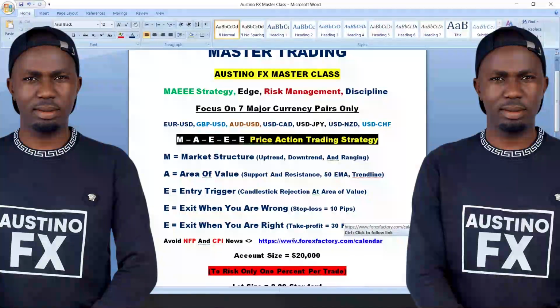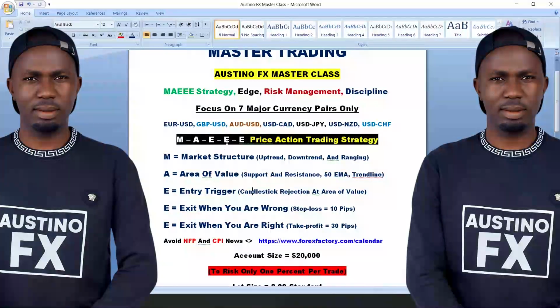Right? So this is the strategy that I use to trade. Before I place a trade, these are the things that I look out for. There are 5: 1, 2, 3, 4, 5. These are the 5 things I look out for before I can place a trade.